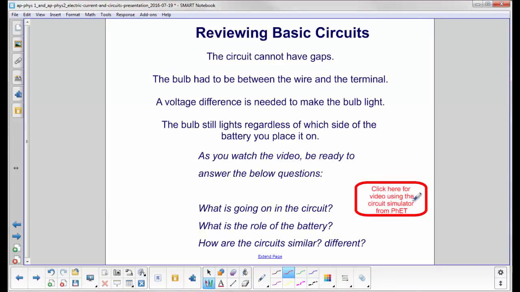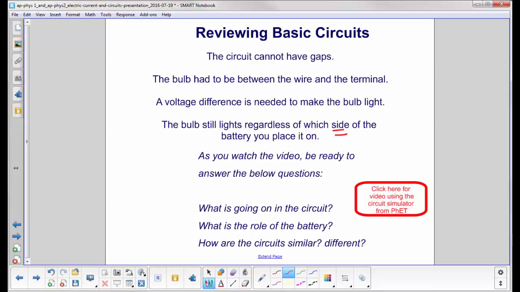Here's another great video, a circuit simulator from the University of Colorado. So click here. However, before you do, let's go over some basic rules. When you build a circuit, it cannot have gaps or breaks. The light bulb that you'll be using has to be between the wire and the terminal. A voltage difference is required to make the bulb light, and the bulb still lights regardless of which side of the battery you place it on.